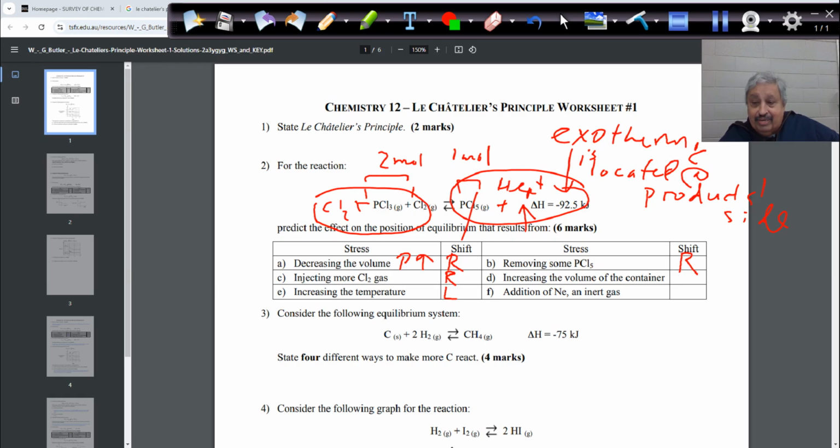Increasing the volume, meaning the volume increases and the pressure goes down. It will go to the most number of moles. Where will be the shift? 2 moles is more than 1 mole. To the left. Addition of neon, an inert gas. Come on, guys. Addition of inert gas. What will be? Do we have neon somewhere? No. So it will be NA, non-applicable, or no effect. Either one, non-applicable or no effect.